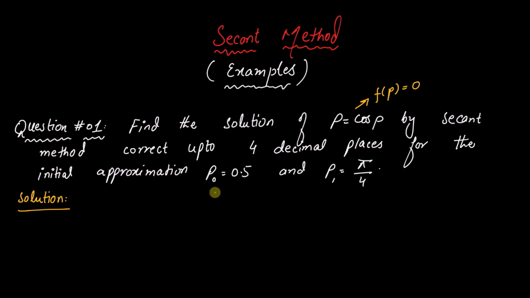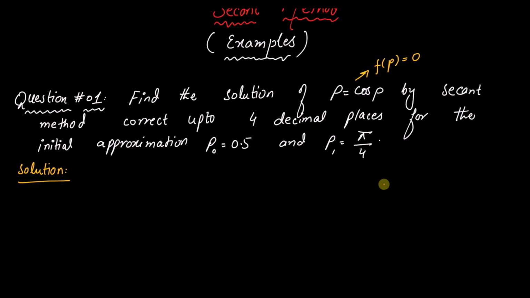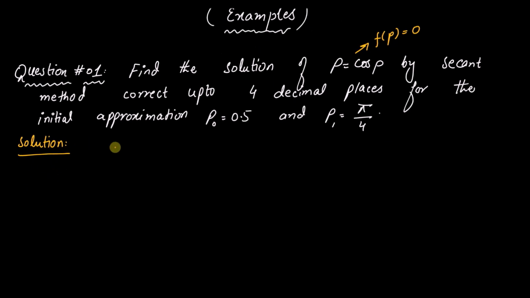Secondly, we need to check whether these initial guesses bracket the root or not, because p0 is 0.5 and p1 is pi by 4. So we need to check whether our root is bracketed in these initial guesses or not. So let's start the solution. So we have p equals cos of p. So f of p equals p minus cos of p, that is equal to 0.